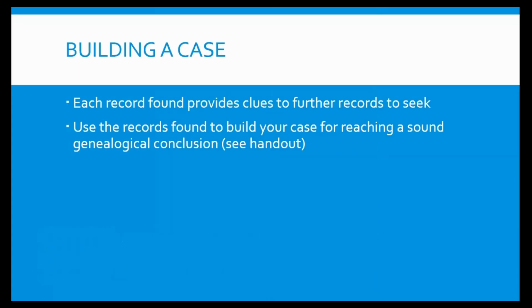All right, so building a case, this is again in your handout in great detail, but each record that you find, each piece of indirect evidence that you find, provides a clue for you to look for further records, different records perhaps. And you're continuing to follow those clues to build your case for reaching a sound genealogical conclusion. So that's what we're going to talk about today in the 3 case studies.